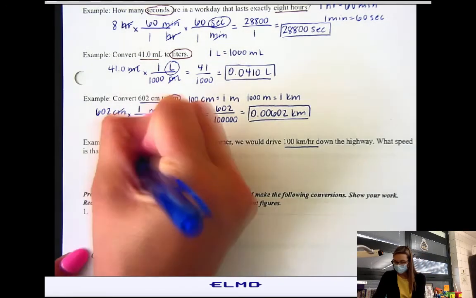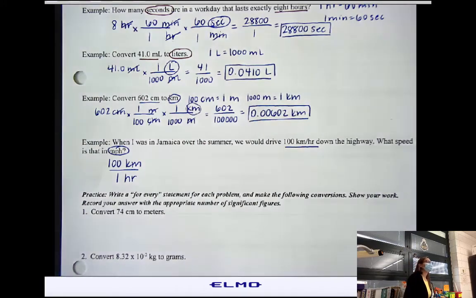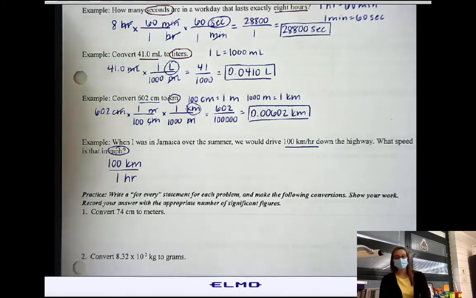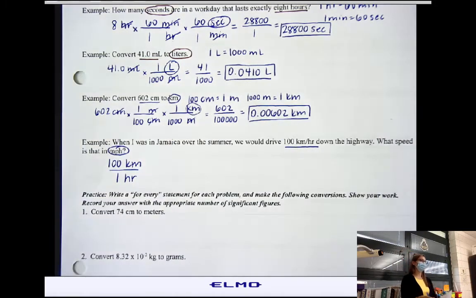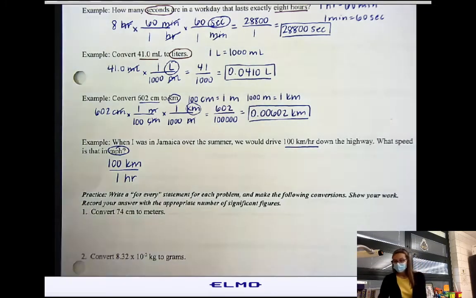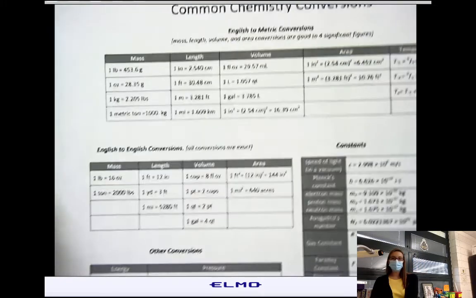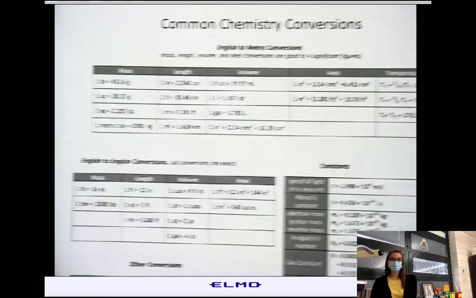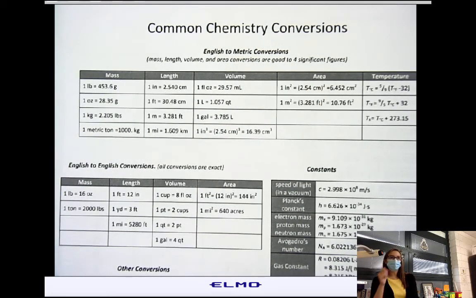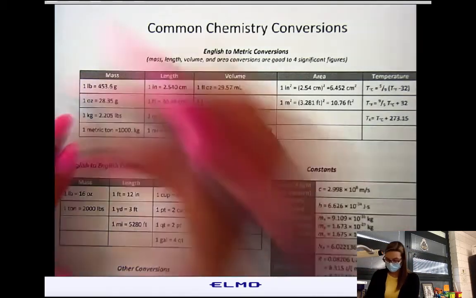Now I want to get to miles per hour. There are no prefixes. We're not going kilometers to meters. It's not a metric conversion. This is a metric to English conversion. So if you flip over to this common chemistry conversions, we're going to star the conversions on here that we're going to see the most. So we can put little stars next to the ones that we see the most.